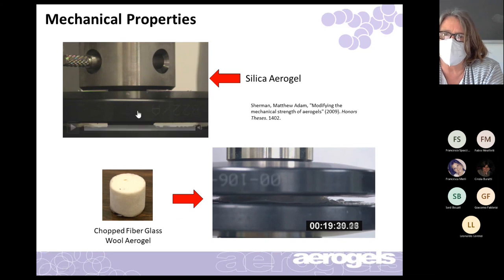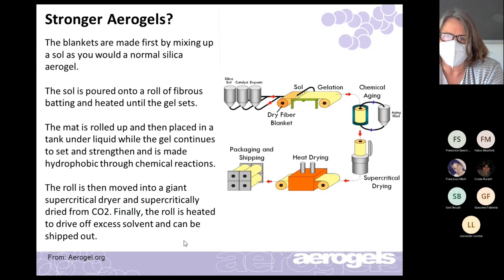So the technique that they developed, which is an interesting technique, is they mix the silica precursors together with their catalyst and any dopants. I think they put some dopants in to help with radiation. And then they apply it to a fibrous batting. So this is the batting. This is like the woven material. Right? They put it on the woven material. And then they let that gel on the roller.